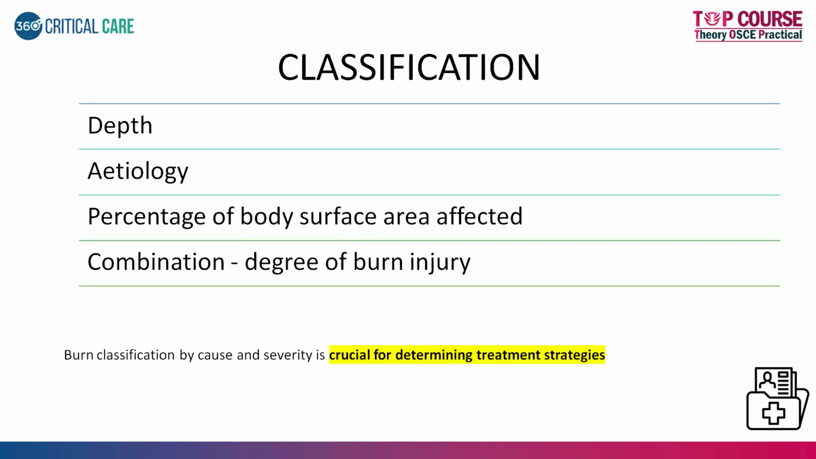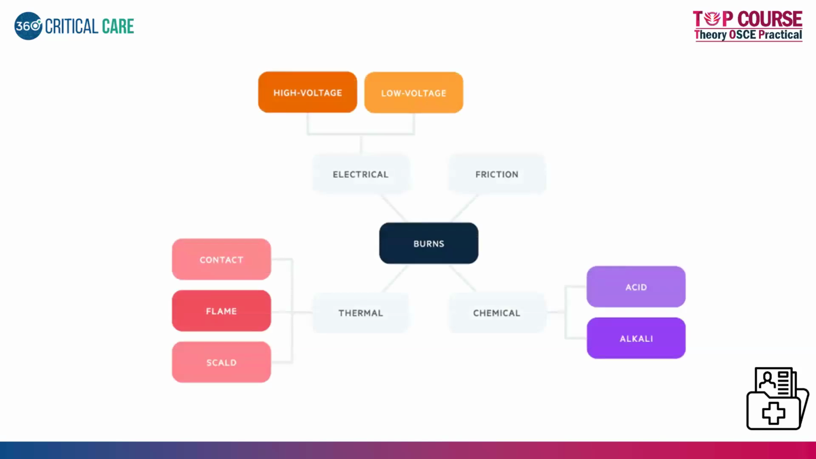Classification is usually based on depth, etiology, percentage of body surface area affected, and combination, that is the degree of burn. Why is it important? It helps us understand and make a treatment strategy. That is one of the reasons we have to know the classification. Types of burns based on etiology are classified into electrical, thermal, chemical, and frictional. Electrical is subclassified into high voltage and low voltage, thermal into contact, flame and scalds, chemical into acid and alkali. This is something you have to write when they ask about categorization of burns based on etiology.